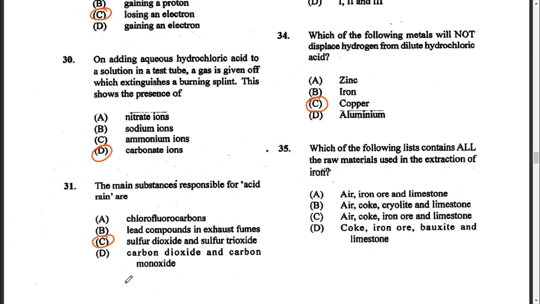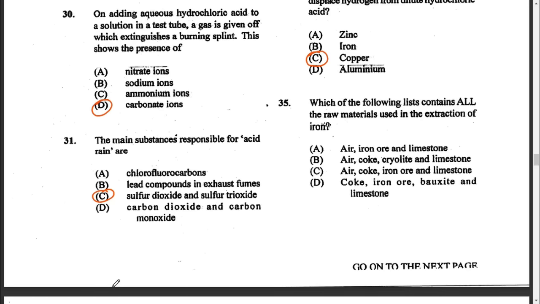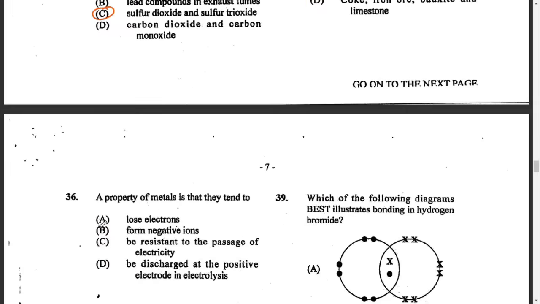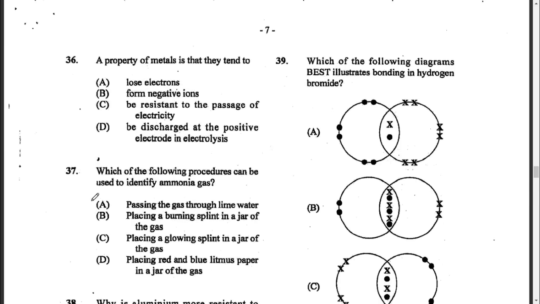35. Which of the following lists contains all raw materials used in the extraction of iron? And that is air, coke, iron ore, and limestone, which is C. 36. A property of metals is that they tend to lose electrons.